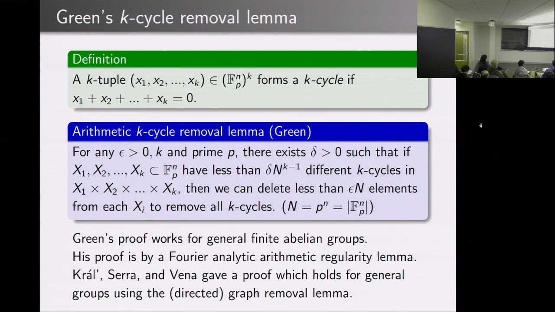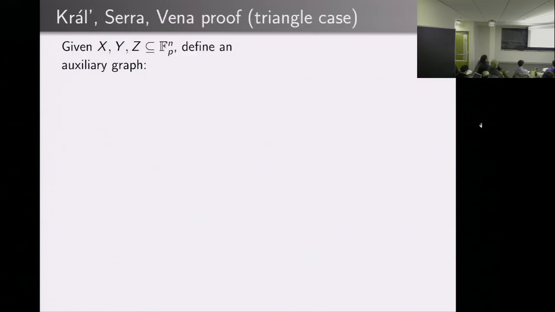Now it turns out that this also follows from the graph removal lemma. So this is an argument due to Král, Serra, and Vena. You need a directed version, but once you have the proof for non-directed, you can also adapt it to the directed version. So let me give a summary of the Král, Serra, Vena proof. I'm going to go over it for triangles, but it works exactly the same way for k-cycles.